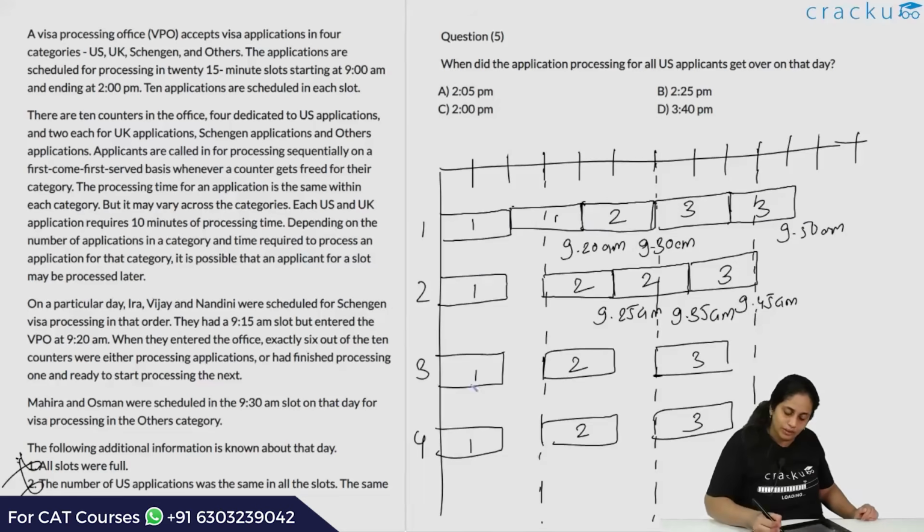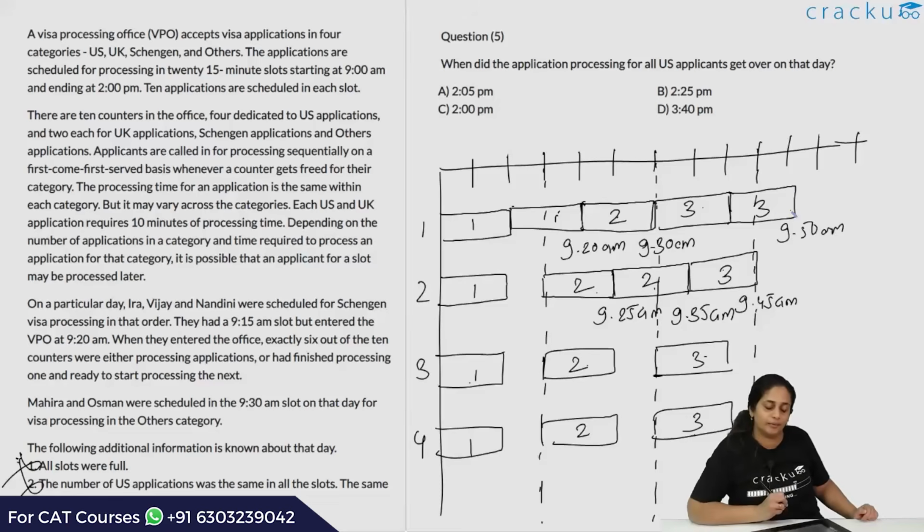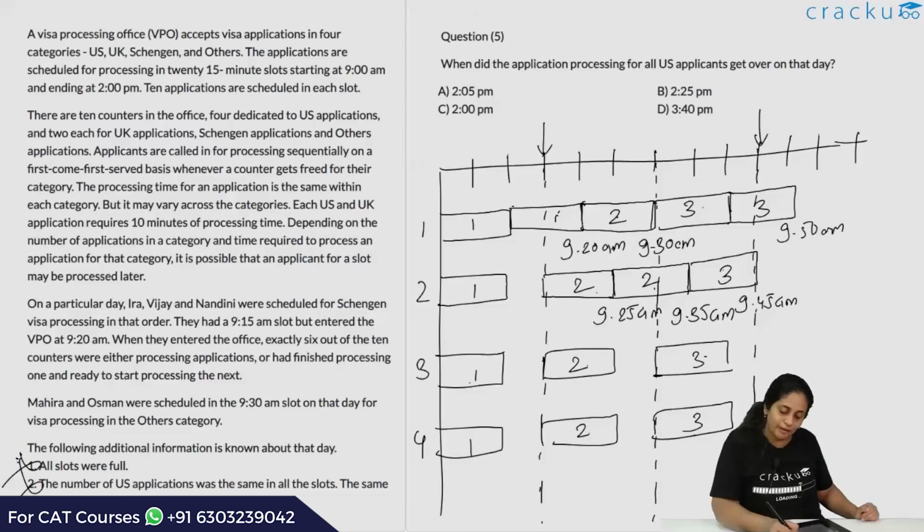So 1, 2, 3, 4, 5, 5 people from slot 1, 1, 2, 3, 4, 5, 5 people from slot 2, 1, 2, 3, 4, 5, 5 people from slot 3. So essentially the slot 3 work is done at 9:50 a.m. Now again you have another 5 people come in at 9:45 a.m.